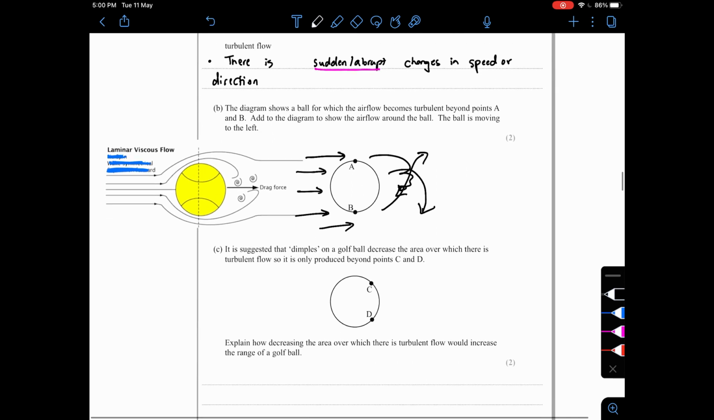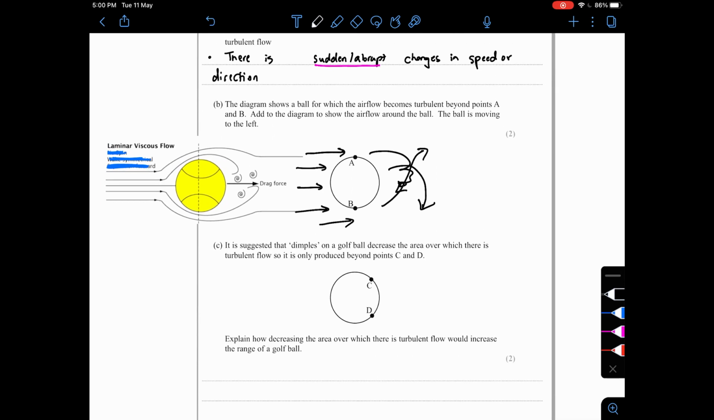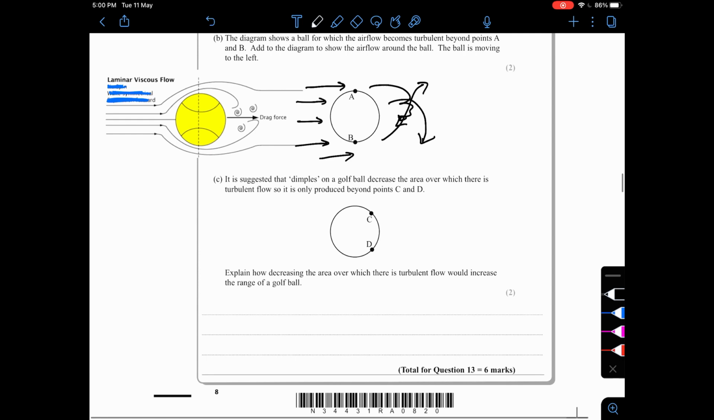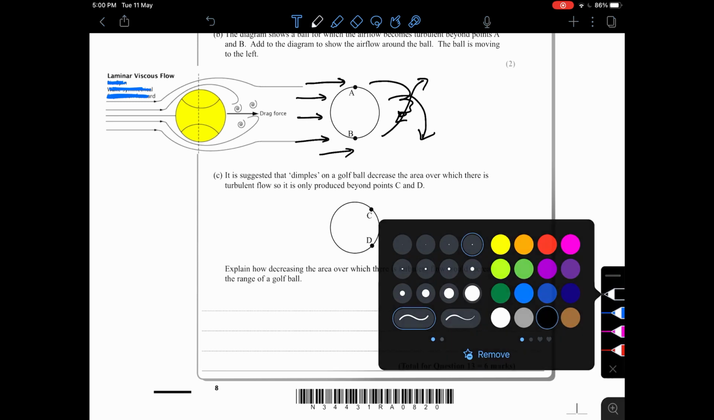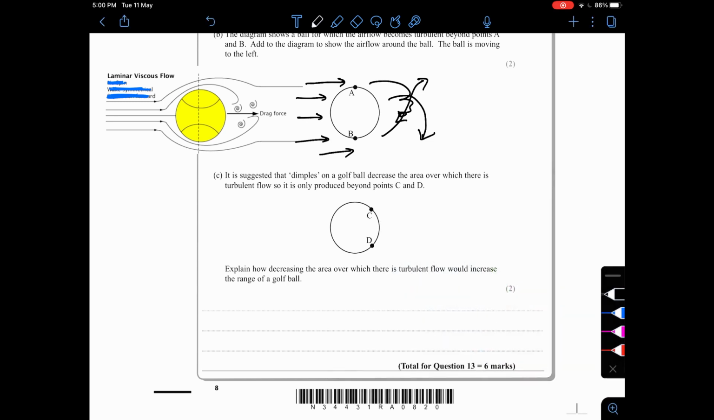Part C: it is suggested that dimples on a golf ball decrease the area in which there is turbulent flow, so it only occurs beyond points C and D. Explain how decreasing the area over which the turbulent flow occurs would increase the range. Now, by stating that decreasing the area for turbulent flow, that means there is more area for laminar flow, right? And laminar flow is very streamlined. There's no mixing.